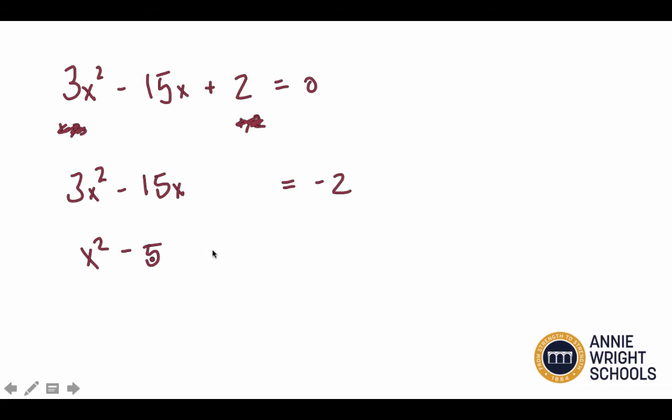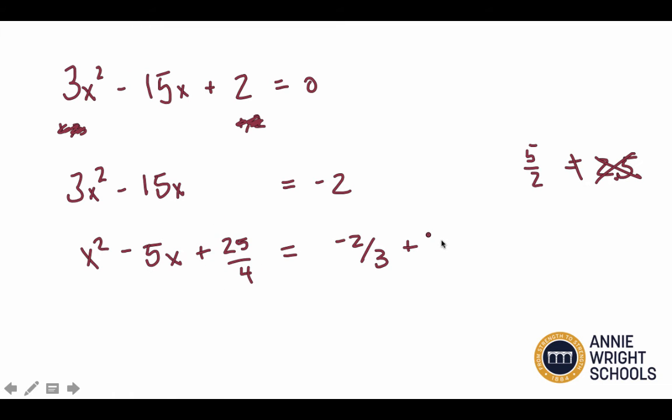I was a little nice by giving you something divisible by 3, but over here I did not, and I don't care. I think that's fine. Now what I'm going to do is take half of 5, and here's where it's going to get gross. Half of 5 is 5 halves and not 2.5. It is 2.5, but do not use 2.5. Half of 5 is 5 halves. I square 5 halves. That's 25 fourths. I can't just add 25 fourths here unless I add 25 fourths over here.